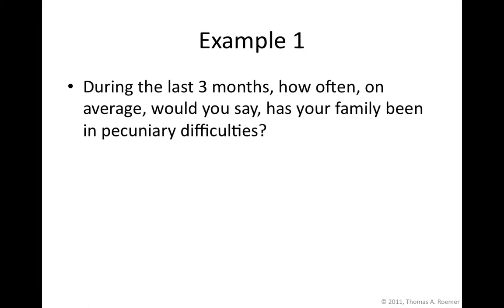Consider this question. During the last 3 months, how often, on average, would you say has your family been in pecuniary difficulties? Is it necessary to use such stilted language? Will the respondent know what pecuniary difficulties means? But worse perhaps even is, how often on average? There is no average here. Either your family has been once or twice or 3 times or not at all in difficulties, but there is no average on this number. In essence then, the question posed is difficult to understand and essentially nonsensical.